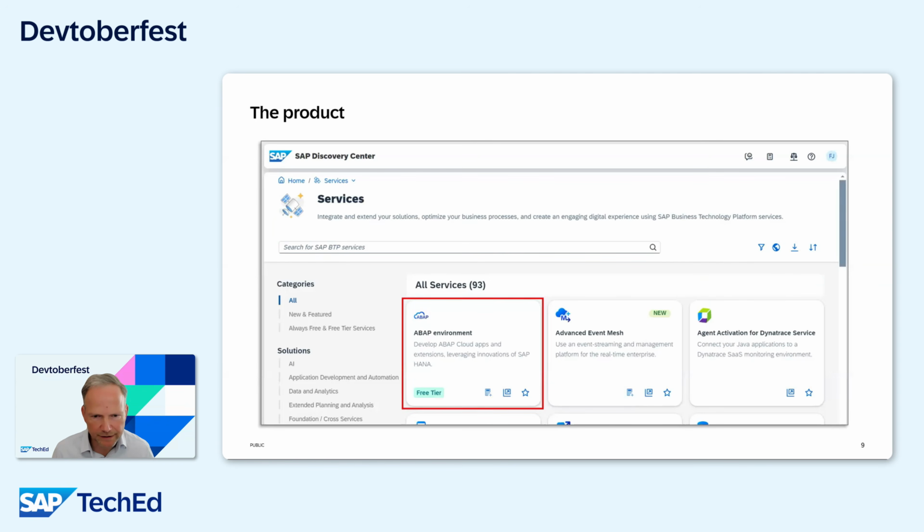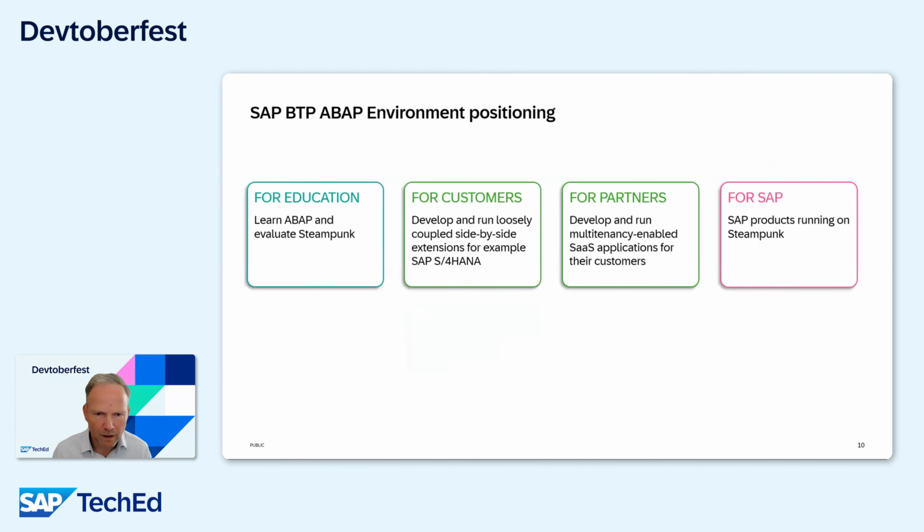Steampunk itself is nothing else than a standard product of BTP. It's part of the Discovery Center. You can find it, and here you can also find additional information about pricing, service plans, and the like. And I just want to mention the different target groups which are addressed by steampunk. Of course, it's intended for education purposes. Therefore we are offering a free tier service plan where you can try it out, especially the RAP programming model.